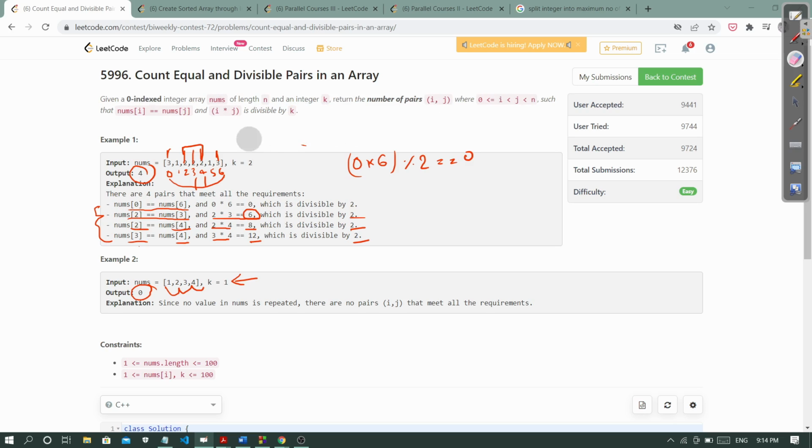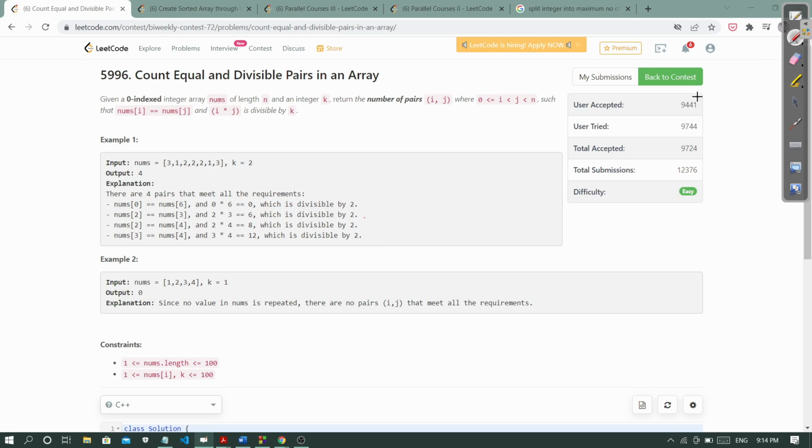Basically, if I see the constraints of this problem, they are very small, so you may solve this problem in O(n squared), because this is an easy problem and the constraints are very small. The concept behind the problem is that we have to generate all the pairs. For generating all the pairs we need for loops. The first loop iterates from i equal to 0 to n, and the second loop iterates from j equal to i plus 1 to n.